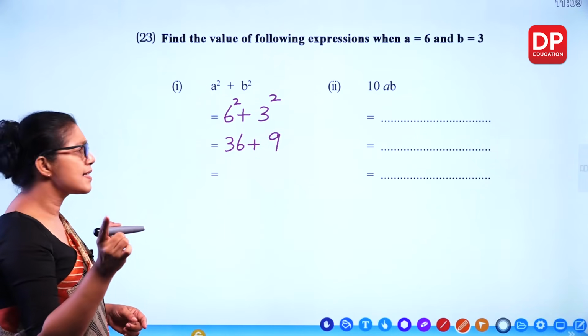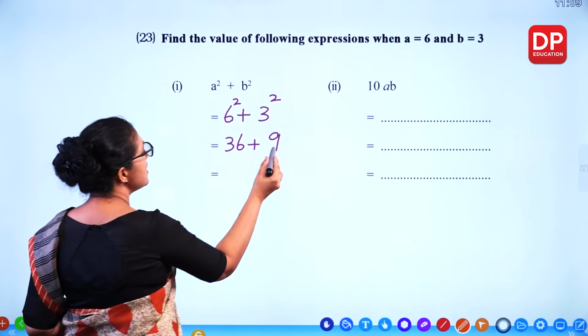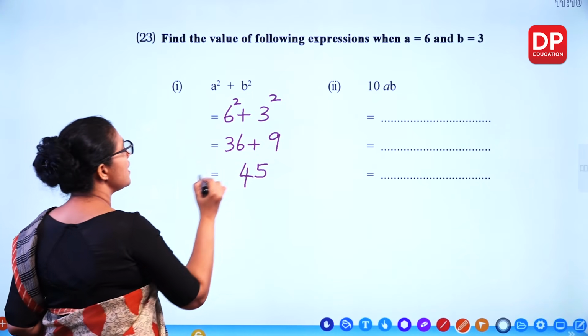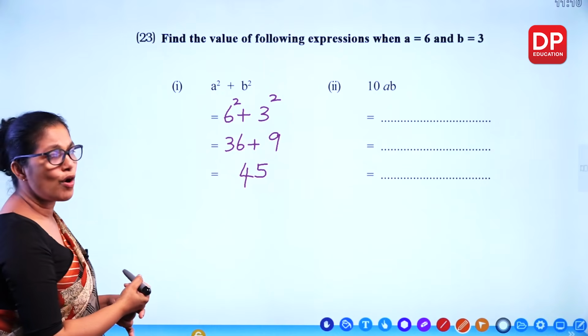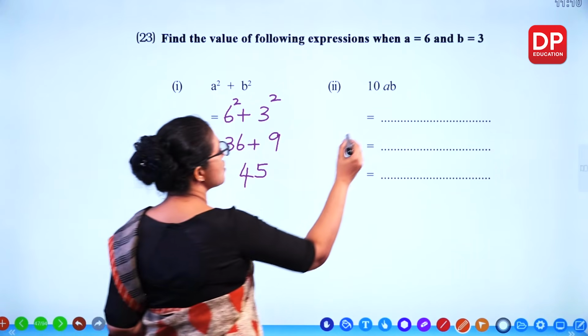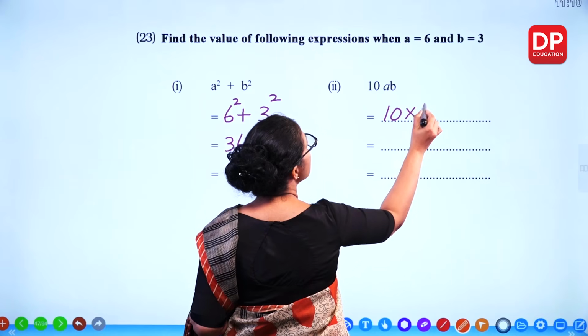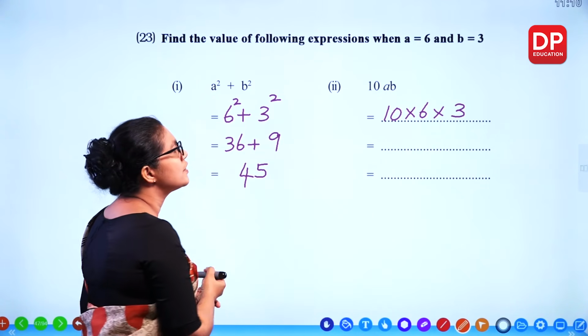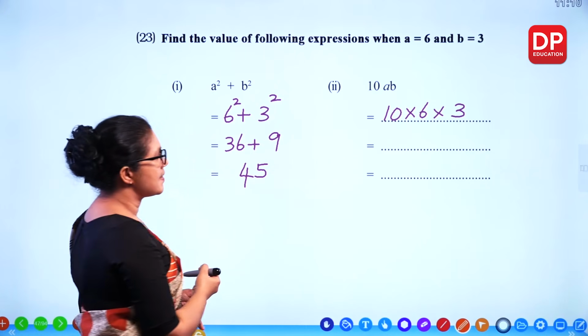So what's the 36 and 9 when you add? You get 9 plus 6, 15 and 1 remaining. 3 plus 1, 4. 45. 10ab, that means multiplication. 10, a is 6 and b is 3. So 10 times 6, 60.